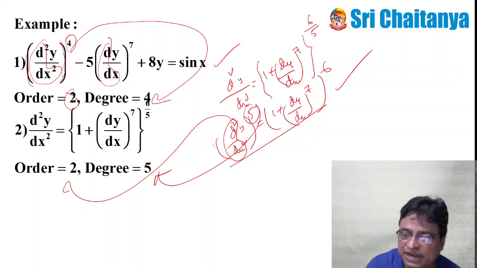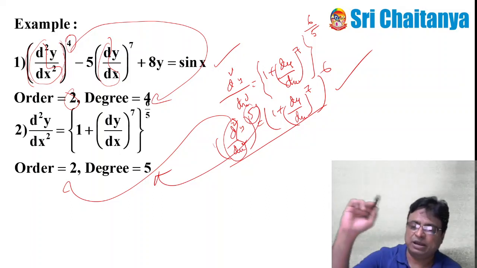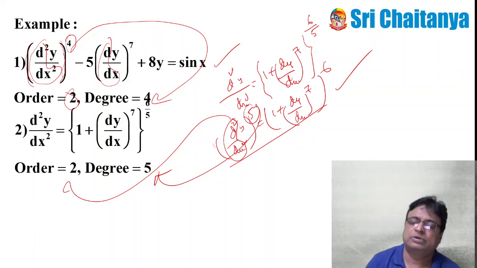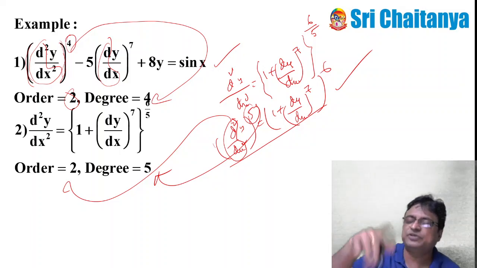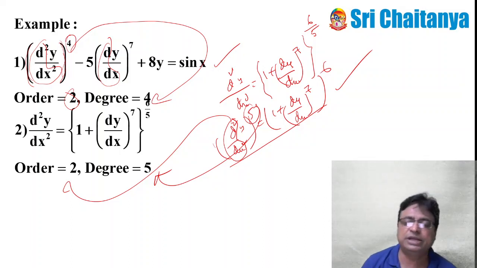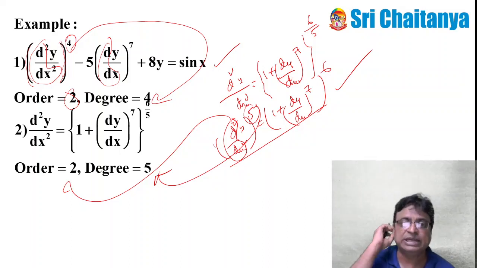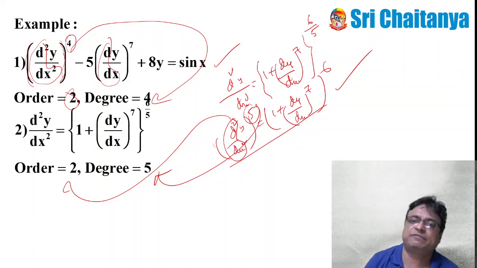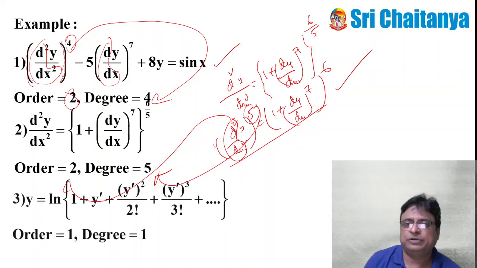That's why it should be free from radicals. If any rational powers are there, you need to convert them into integral powers, thereby expand that in the form of a polynomial. After that, check which differential coefficient has the highest order, and then observe the degree of that differential coefficient. Thereby you will get order and degree simultaneously. So this is a second order fifth degree differential equation, or fifth degree second order differential equation. This is an example.